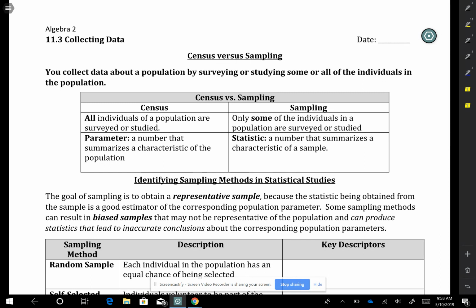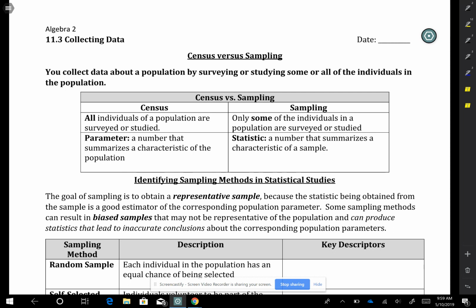I'm sure you guys have heard of the US Census. That's when everybody in the United States is accounted for and whatnot. So a census is when all the individuals of a population are surveyed or studied, and the information we get from a census is called a parameter. It's a number that summarizes the characteristics of the population we're talking about. So basically, if we were trying to find the average age of the US citizens, we would ask every single citizen in the United States and get that average, and that number would be our parameter that we're going to describe the population with.